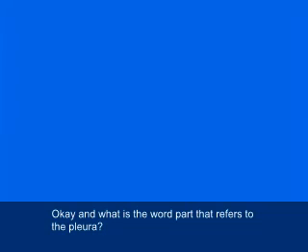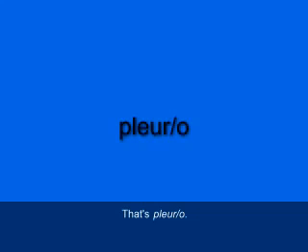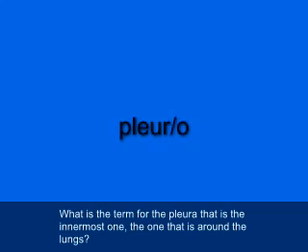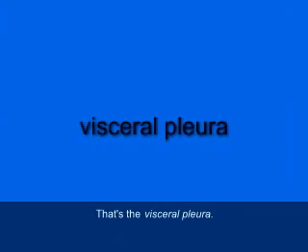Okay, and what is the word part that refers to the pleura? Well, that's pleuro, pleur/o. And what is the term for the pleura that is the innermost one, the one that's around the lungs? Well, that's the visceral pleura.